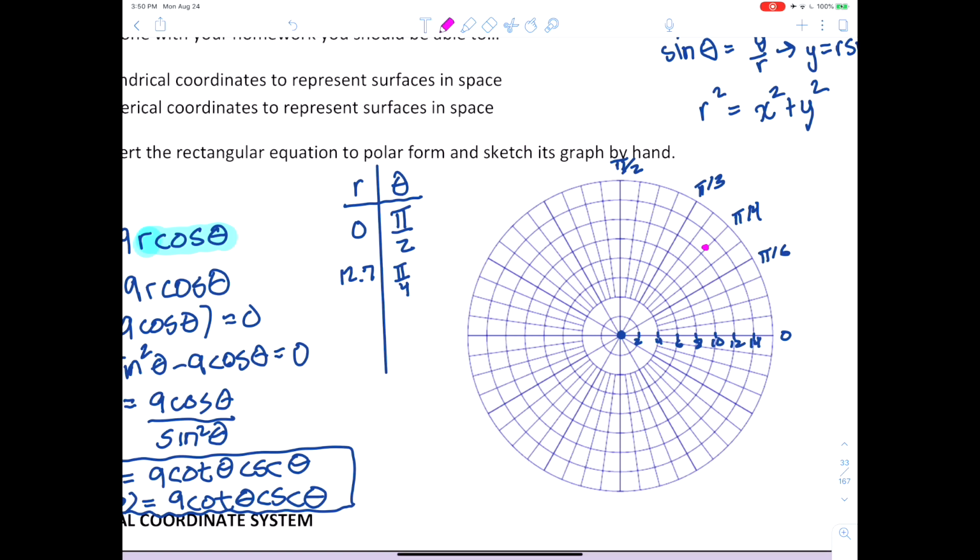Alrighty. And then negative pi over 4 is going to end up being, what do you think? You'll end up with 2 negatives, right? So you'll still have your positive 12.7. Cool so far? So then we'll be down here.